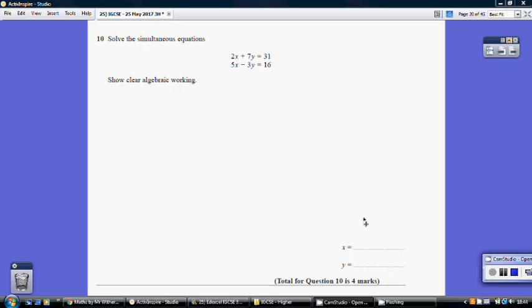Question 10. Now, in order to solve this simultaneous equation, we're going to need to have the same number of x's or the same number of y's. Now, I'm going to choose to line up my x's, so I have the same number of x's. So 2 times 5 is 10, so I need to have 10 x's on both of my new revised equations. So I'm going to choose to multiply the top equation by 5. That will give me an equation with 10x in it, and I'm going to choose to multiply the second equation by 2. That again will give me a new equation with 10x in it.